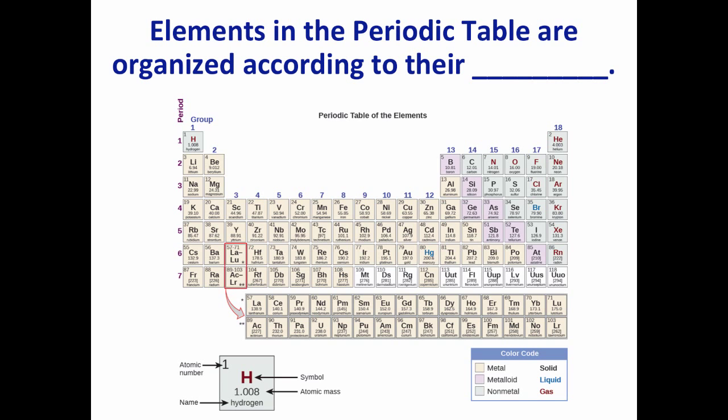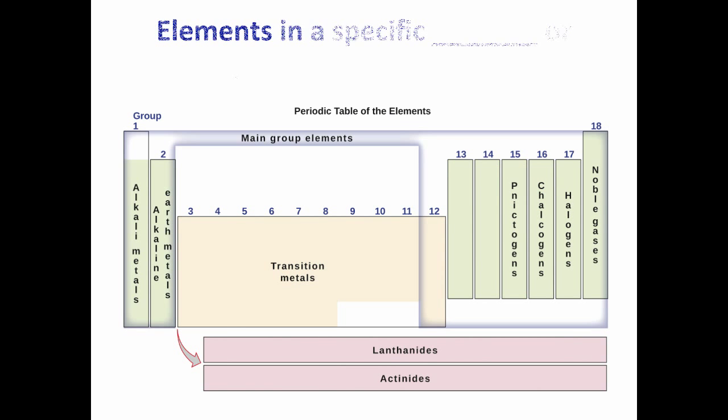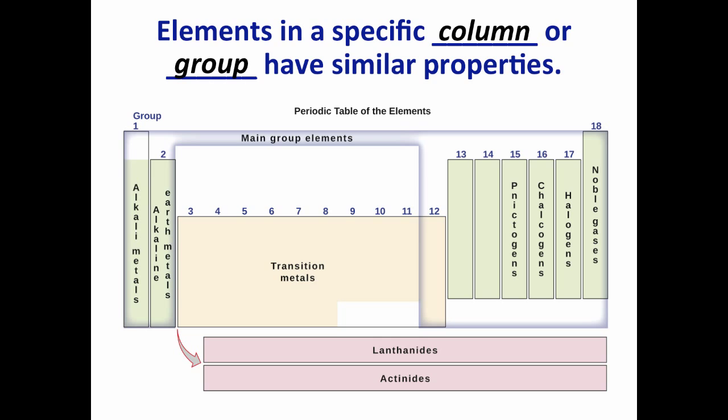Recall that in the periodic table, elements are organized according to their properties. If we look at a particular column or group in the periodic table, we find that the elements in that column or group have similar properties to other elements in that column or group. So the elements in column 1, group 1, the alkali metals, things like sodium and lithium and potassium, have similar chemical properties. They react in a similar way. They form compounds of a similar formula.